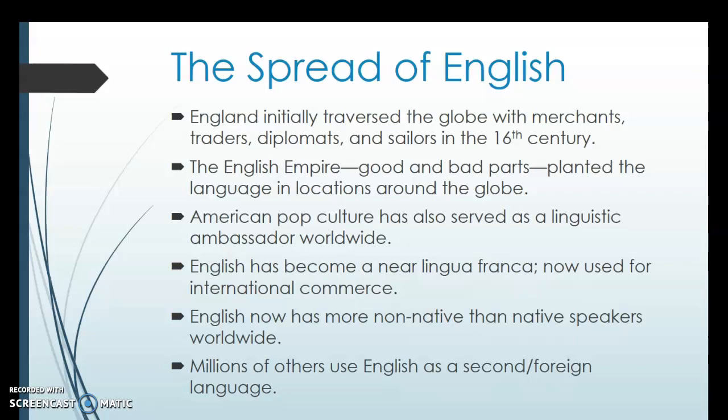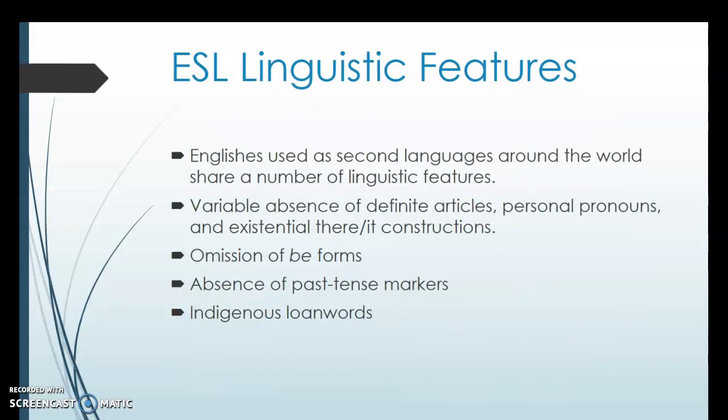In a number of countries around the world, English is a native language or an official language, but in other places it is learned as a second language. In this slide, ESL Linguistic Features, I use Englishes in the plural, and this is because the varieties of English exist in a diverse spectrum. Among these Englishes, we can isolate some linguistic features that speakers may share. First, ESL speakers have a hard time with definite articles, personal pronouns, and existential there/it constructions.